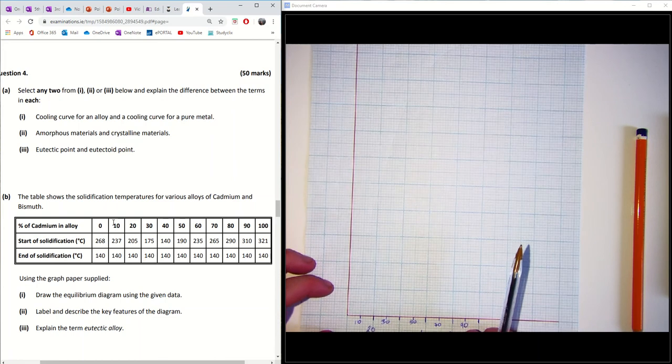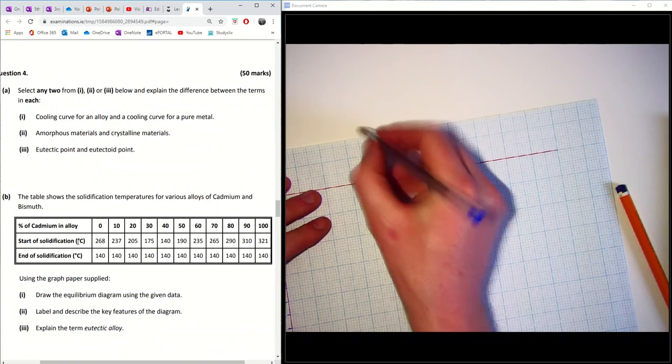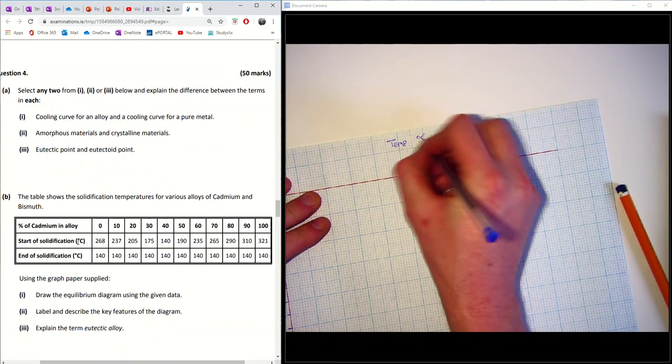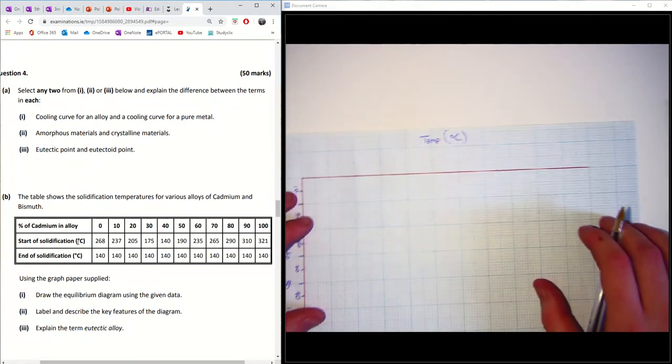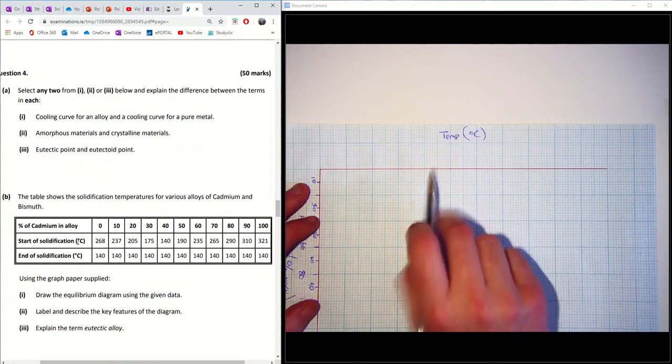Now the next bit is drawing the start and end of solidification. The unit we're looking at here is degrees Celsius. Basically, the unit we're looking at is temperature. So just putting temperature in here, I put the unit as degrees Celsius. I'm just going to turn it around like that. So we see here I've put it in.